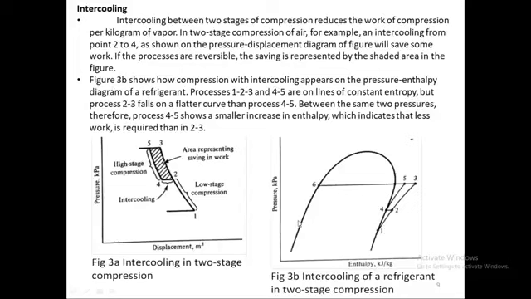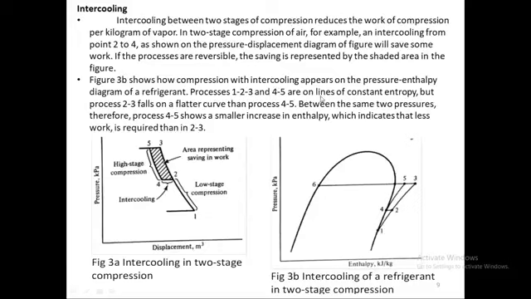Now figure 3b shows how compression with intercooling appears on the pressure-enthalpy diagram. So compression with intercooling goes from state 1 to state 2, then intercooling, then goes to state 5, instead of going from 1, 2 to 3 straight. In that case the work required by the compressor will be higher. Instead, we go this way, so the work required will be lower.